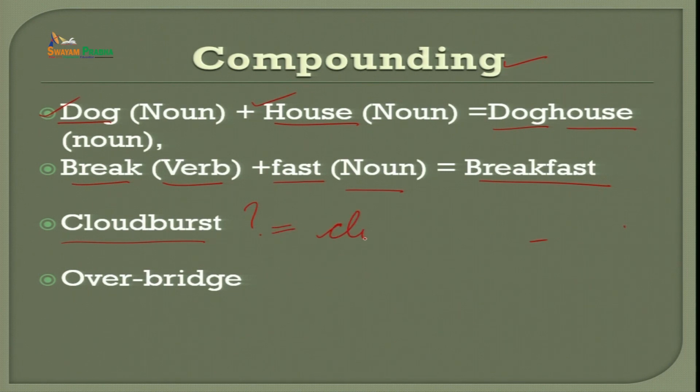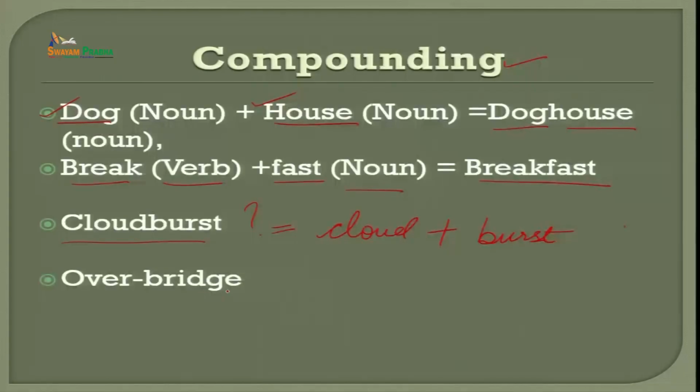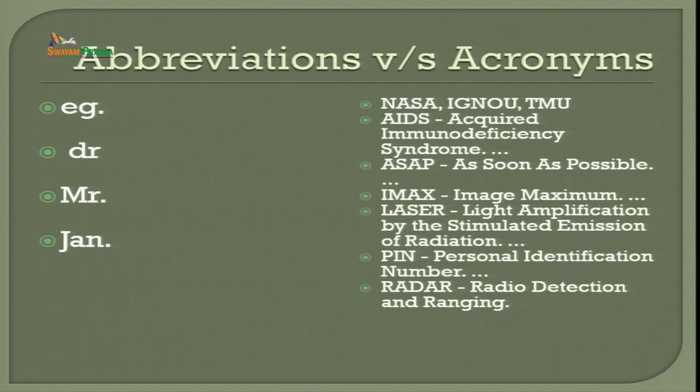Cloudburst is again cloud plus burst. Is that clear? Two words are simply joined together to form a new one. Then overbridge, again one preposition with the noun joined together, over plus bridge. Understood everyone? Then we move further towards the next category of word formation.